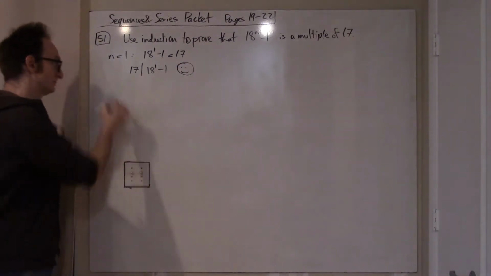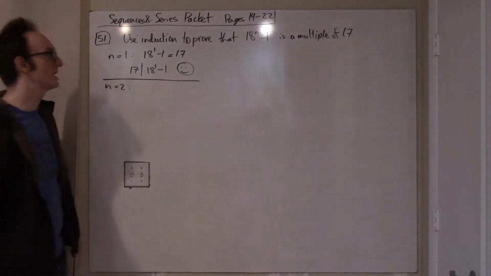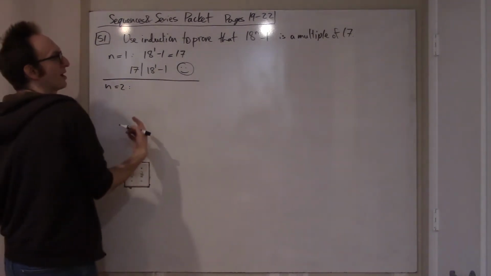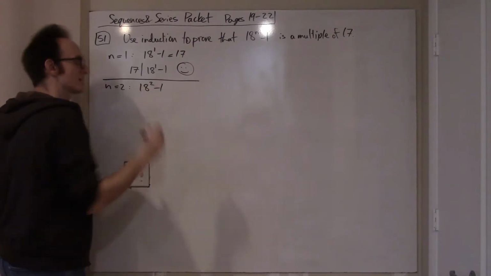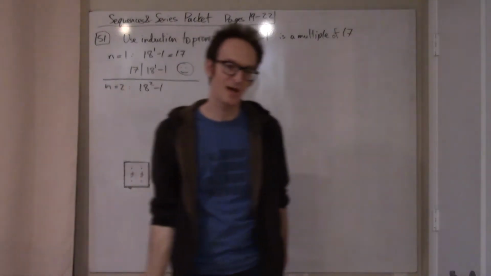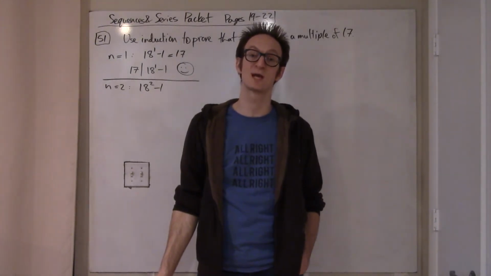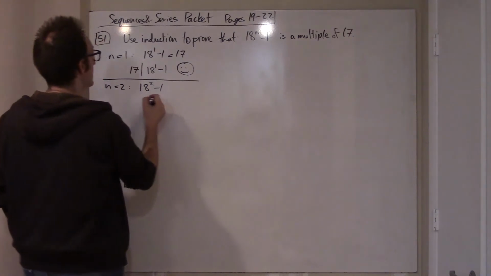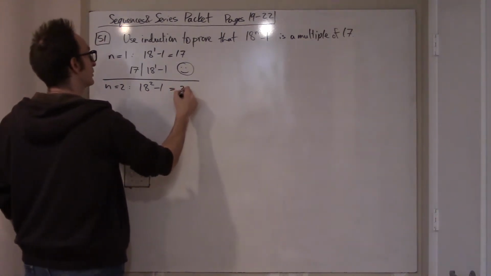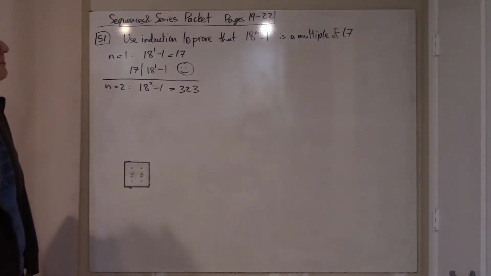So far so good. Okay, let's check n equals 2, just for some feeling of comfort or something. What about 18 squared minus 1? Can I do 18 squared in my head? Yeah, I probably can. That's 9 times 2 times 9 times 2, so that's 81 times 4, so that's 324. I think I just knew that one. So this is 323.